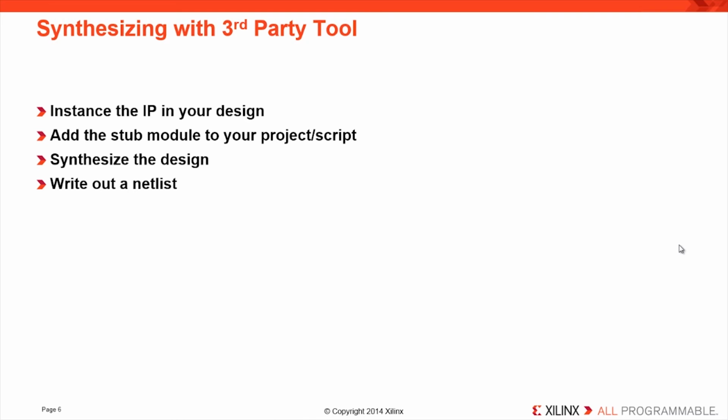Once all the IP customizations and all the output products are generated, you are almost ready to synthesize your design. First, you need to instantiate all the Xilinx IP you created customizations for into your design using the instantiation templates provided. Next, you need to add the stub modules for each of the IP customizations into your project or script. Now you can synthesize your design using the third-party synthesis tool. After you are happy with the synthesis results, write out an EDIF netlist for your design. Black boxes will have been inferred for all the Xilinx IP.